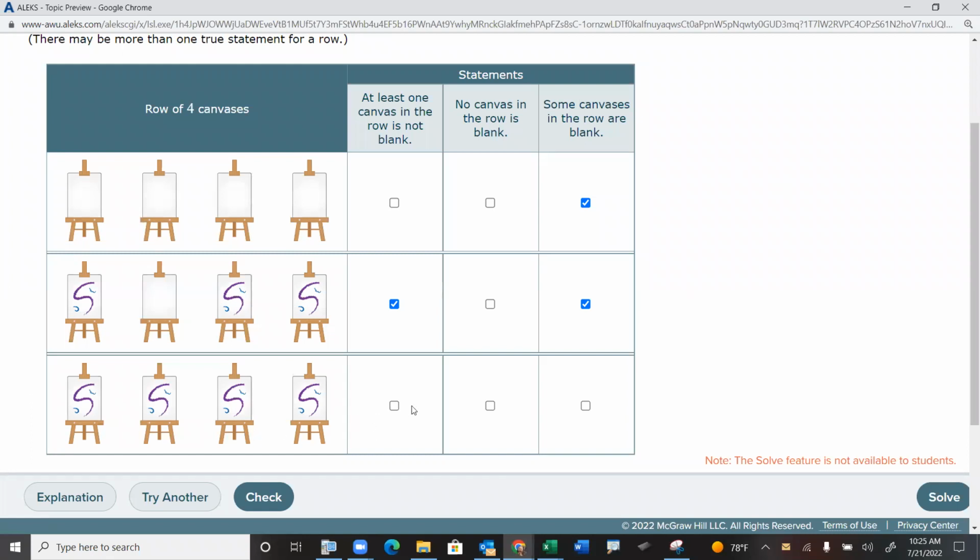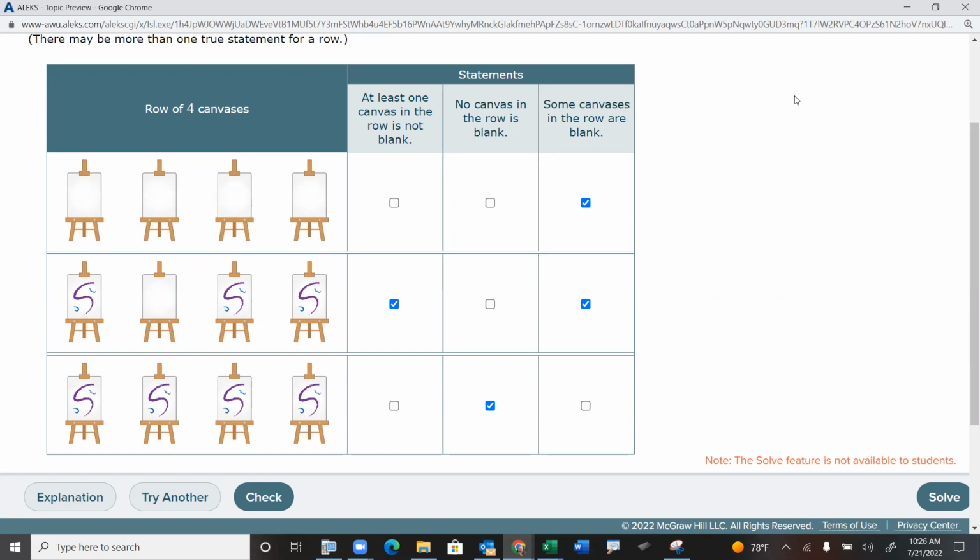Next, last one. At least one canvas in the row is not blank. Nope, none of them are blank. No canvas in the row is blank. Yeah, that's true. None of them are blank. And the last one, some canvases in the row are blank. Nope. So that would be how to do it. It's not the hardest problem in the world, but it is good practice for thinking about exactly what words mean.